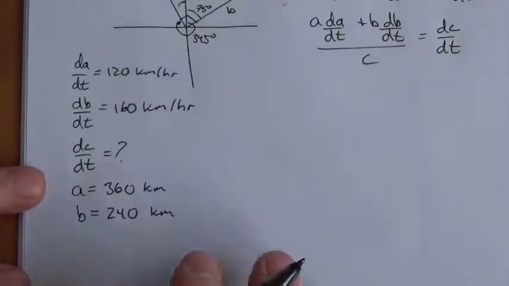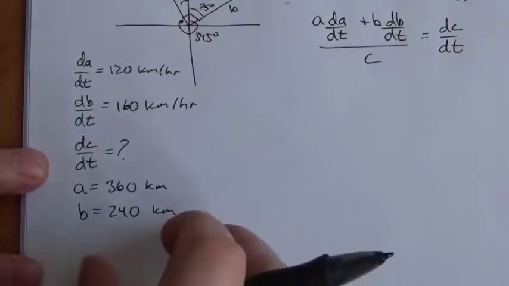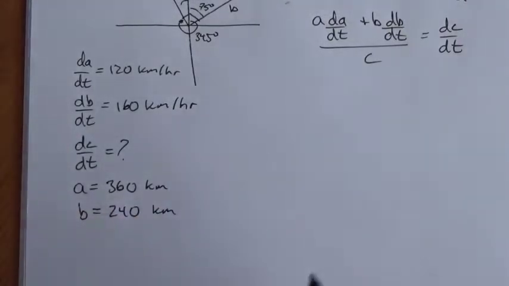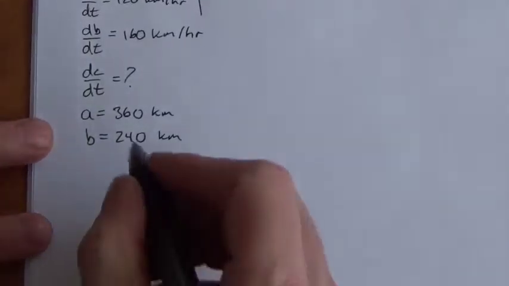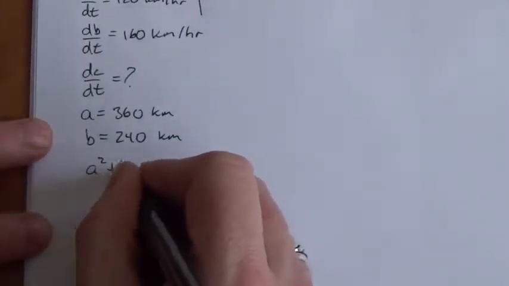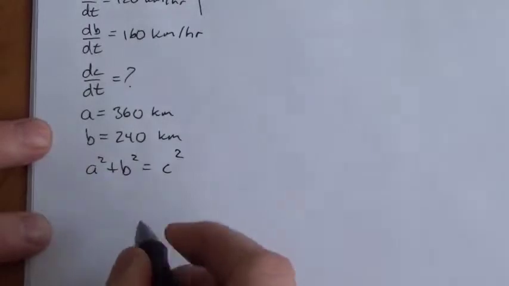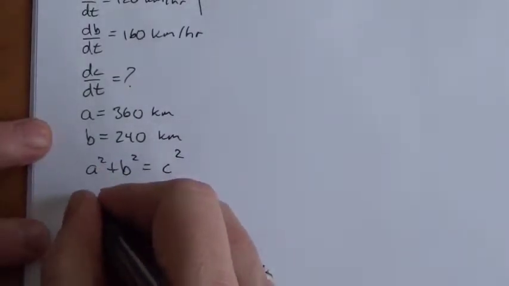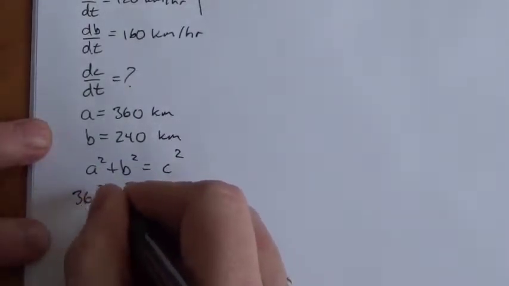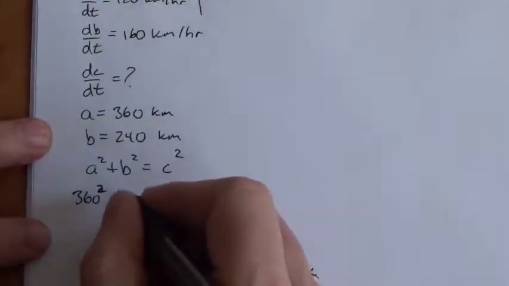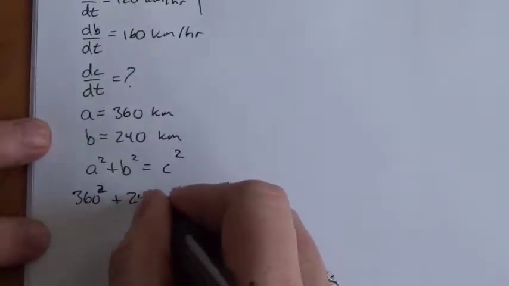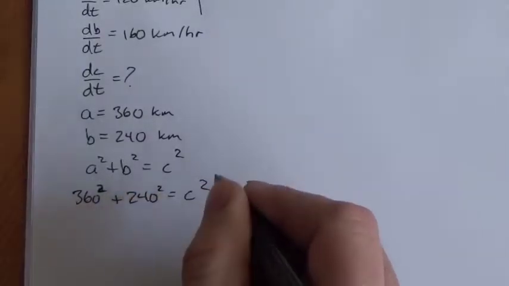Okay, so now we're going to take this and we're going to use the Pythagorean Theorem to figure out what C is. Okay, because we know that a squared plus b squared is equal to c squared. So this will be 360 whoops, wow. That was so automatic. I wanted to put a degree symbol there. That's crazy. 360 squared plus 240 squared is going to equal c squared.